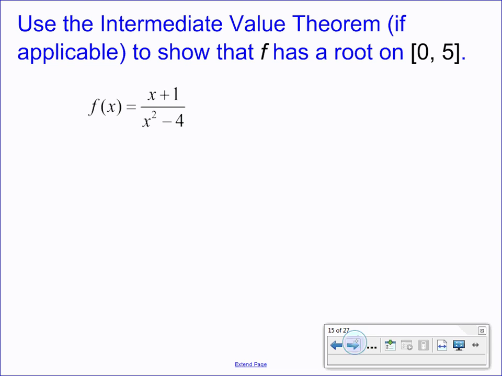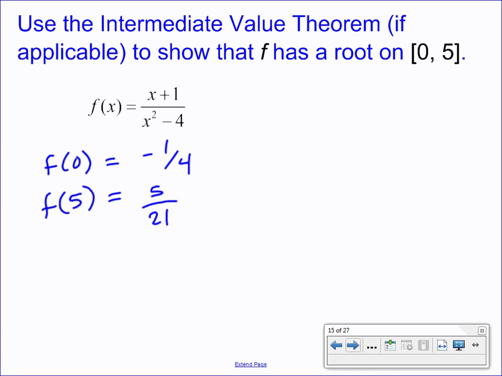So you guys have f of x equals x plus 1 over x squared minus 4. Show that f has a root on 0 to 5, right? On 0 to 5. And so what do we need to consider? We've got to consider f of 0. We've got to consider f of 5. And we want to make sure that y equals 0 is in between those endpoint y coordinates. So here we go. F of 0 equals 1 over negative 4, negative 1 fourth. Yes? F of 5 is 6 over 25 minus 4 is 21, so 5 21sts. Yes? Is y equals 0 in between negative 1 fourth and 5 21sts? Yes!